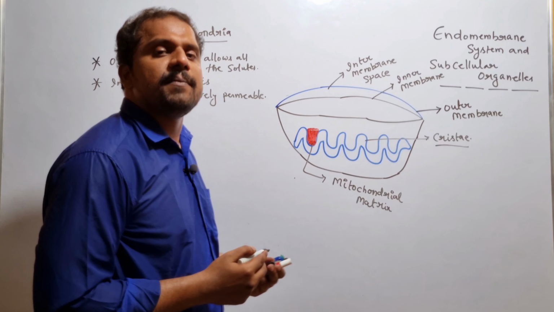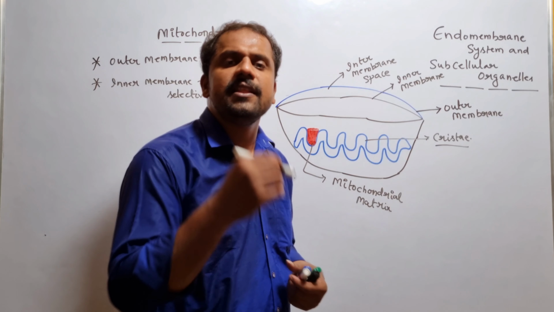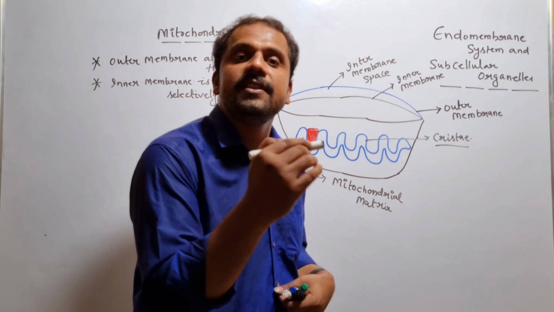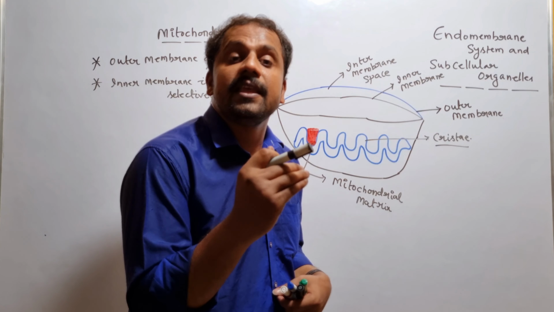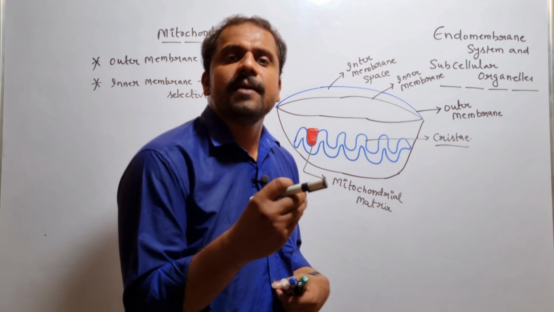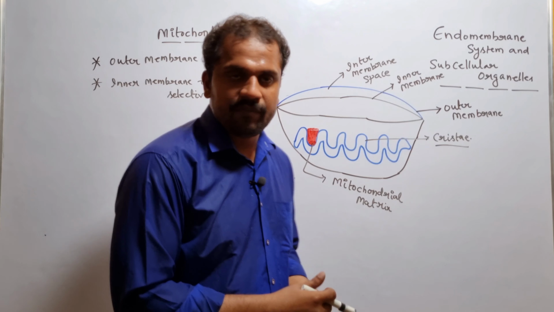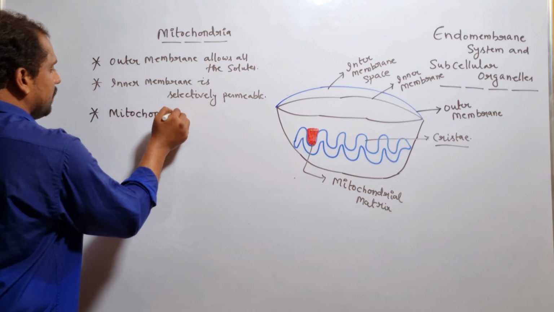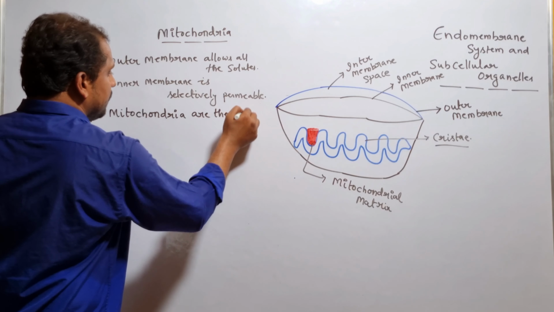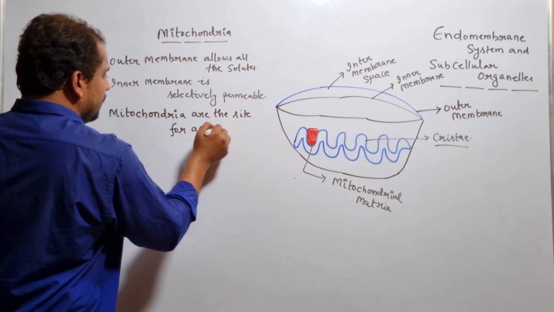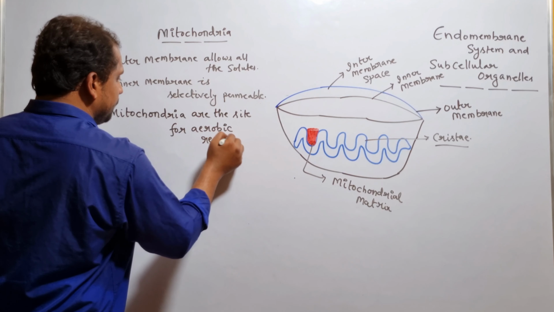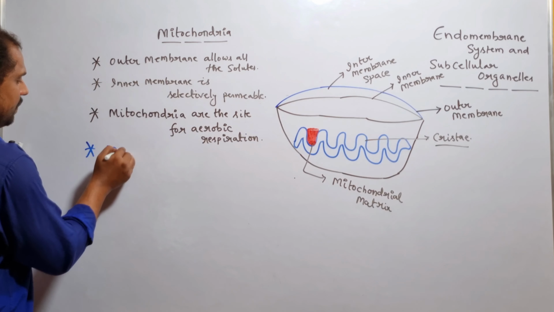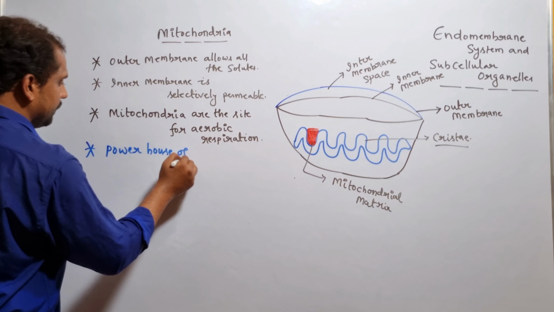Is it clear? The mitochondria are the sites of aerobic respiration. That means within the mitochondria, the energy currency of the biological cell, which is nothing but ATP, is successfully synthesized. That is the reason why mitochondria are the powerhouses of the biological cell. Is it clear? So let me write it here. Mitochondria are the sites for aerobic respiration. And mitochondria are termed as powerhouse of the biological cell.